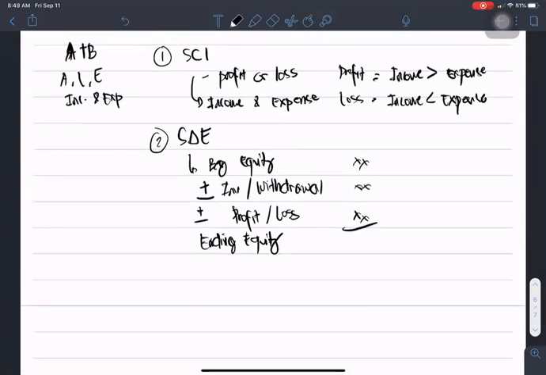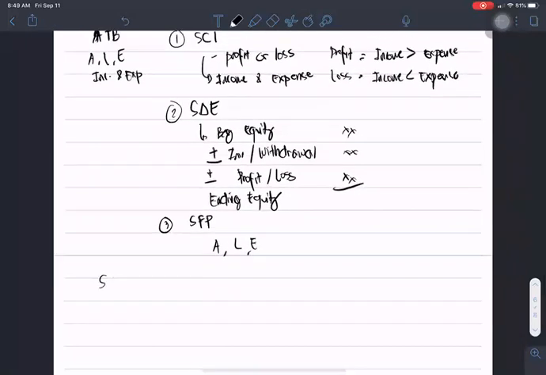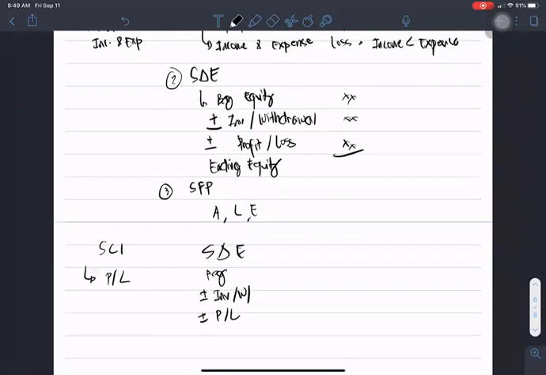Okay. So after getting your ending equity, you can now prepare your statement of financial position, which shows your assets, your liabilities, and your equity. So what is the relationship? From the SCI, you need to get the profit or loss. Now we go to your statement of changes in equity, which shows your beginning equity, plus or minus any investment or withdrawal, plus or minus any profit or loss, and we get the balance. So the profit or loss computed in your statement of comprehensive income will flow to your statement of changes in equity. So plus or minus profit or loss.